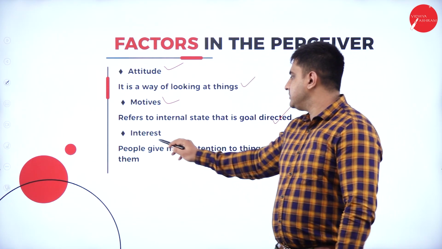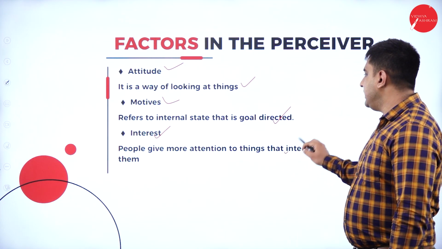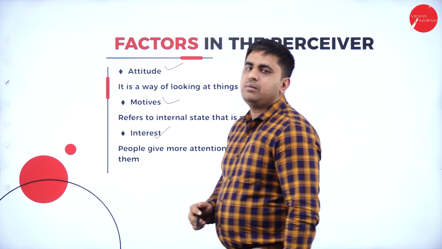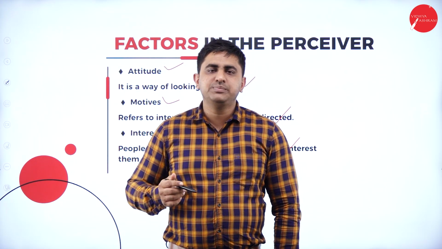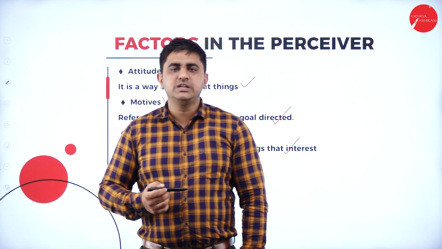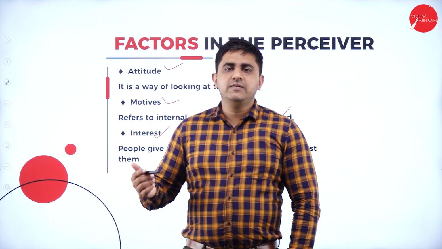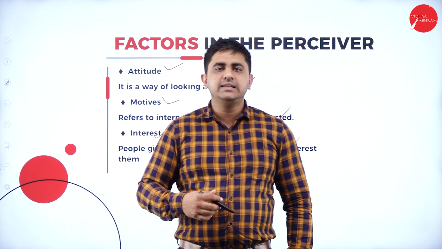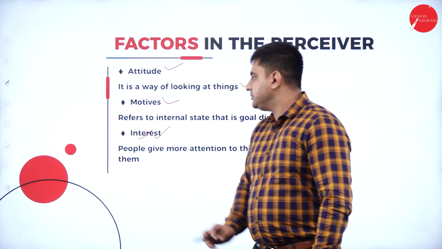Then interest. People give more attention to things that interest them. For example, you have an interest in bikes. So if a bike passes by you, you are very attracted towards the bike, so you perceive it in a positive way. On the other hand, there is an old person who doesn't like bikes. Even though a super bike passes, he is least bothered. So interest also affects perception.